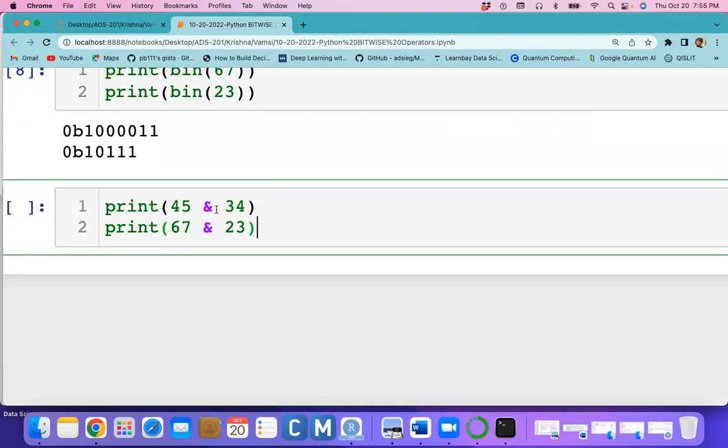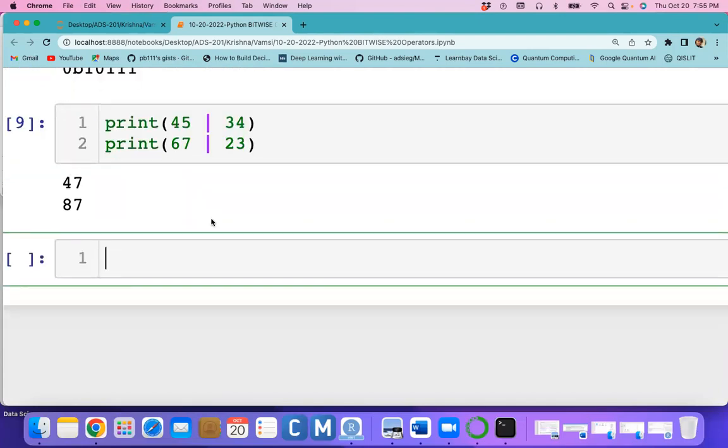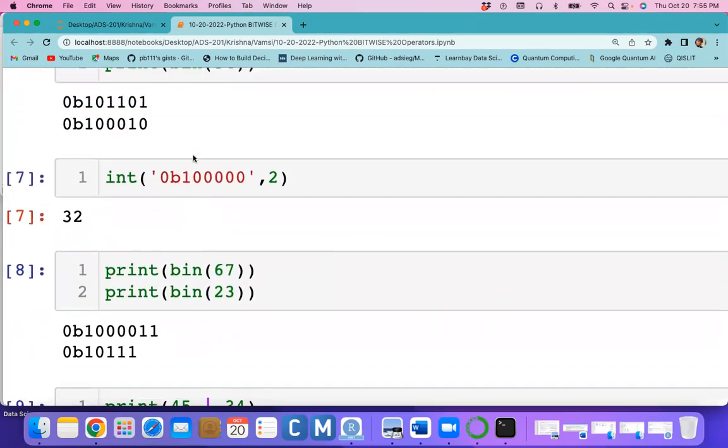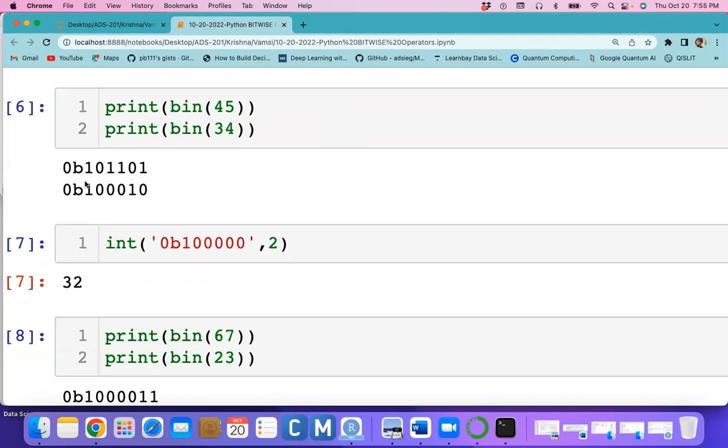Now let's do the OR operation. When we are doing the OR operation, it's the same as a logical OR operation, but it is working on the bit level. So again, you already know the binary number for 45. What is the binary number for 45? The binary number for 45 is 101101, and next, 34 is 1001010.